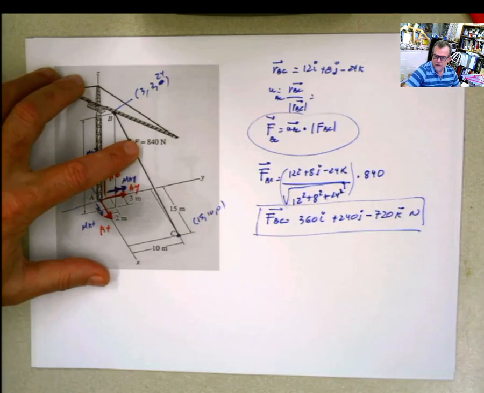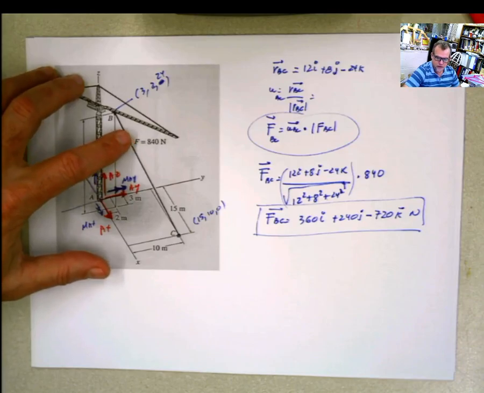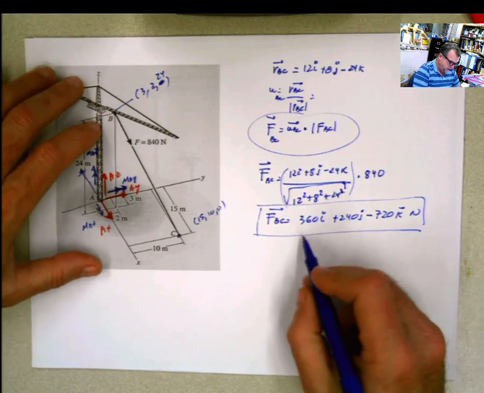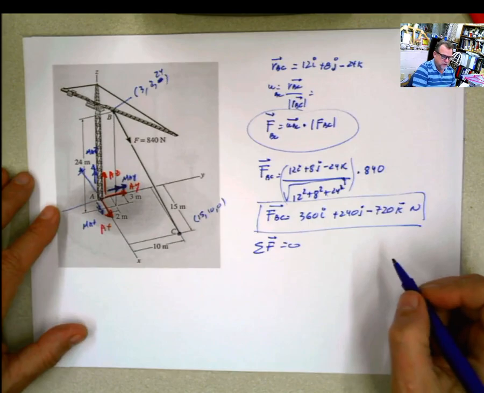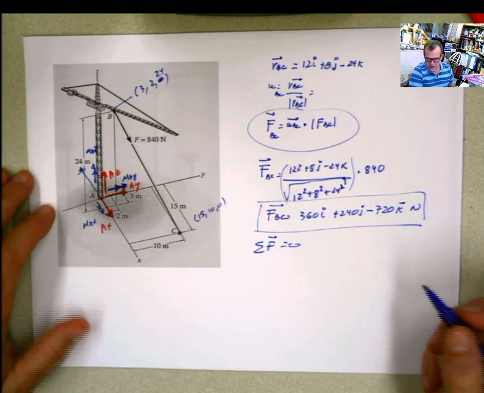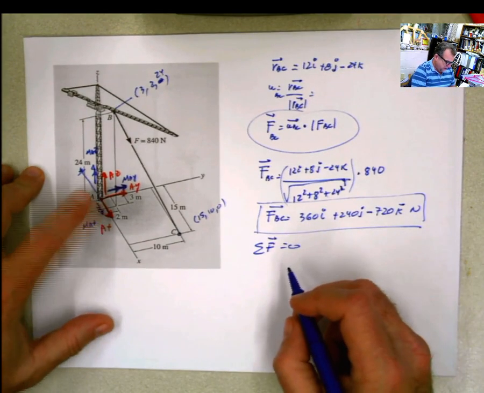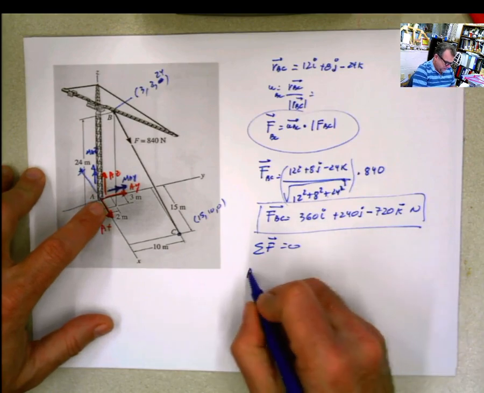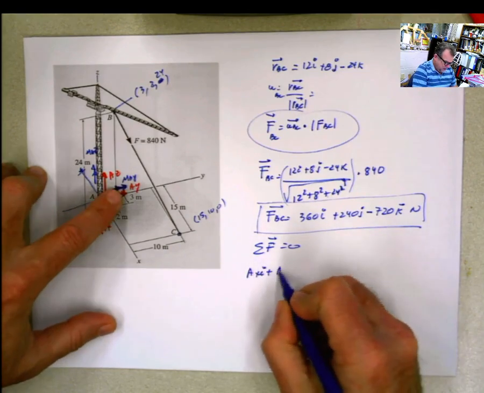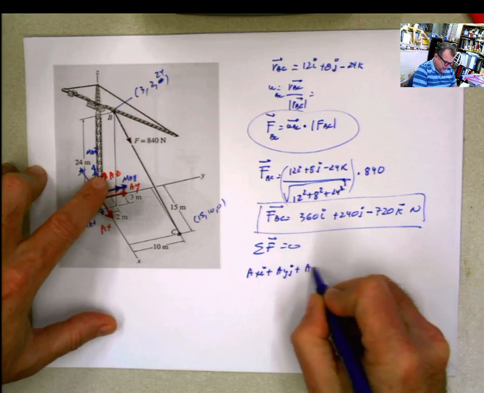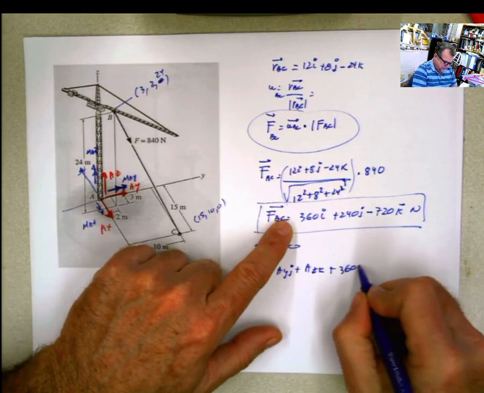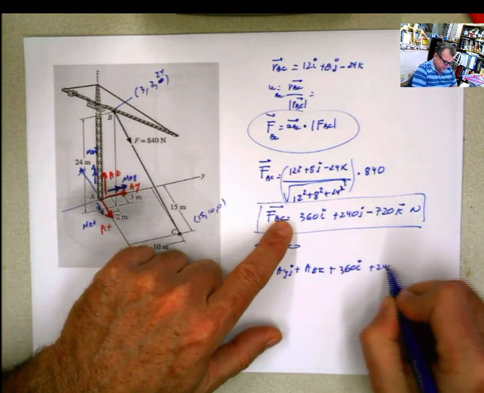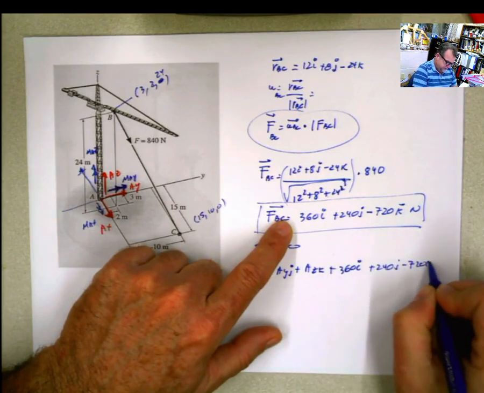For the first part of the problem, I can already calculate my summation of forces using the equation of equilibrium, because the summation of forces as a vector should be 0. What forces do I have acting here? The forces that I have acting are FAx i plus Ay j plus Az k plus the force BC. And that's 0.